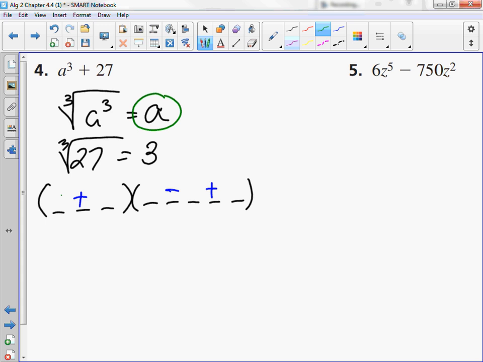So let's start off with A. In the first spot, we would have A. The next spot, this spot here, we wouldn't have anything because it doesn't have A. And the first spot over here would be A squared, A to the 0. A squared, A, no A.